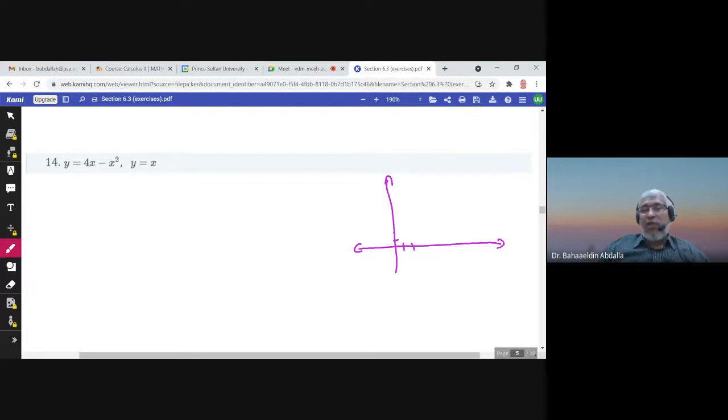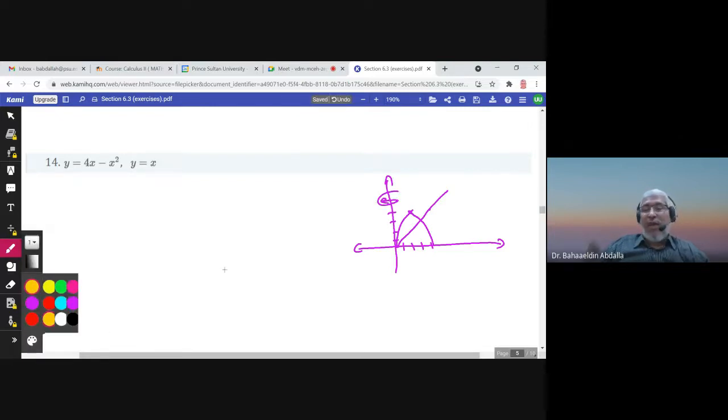1, 2, 1, 2, 3, 4. This is the vertex. It goes like this and also like this. And 4, this is the line. And this is the region. But now we need to rotate about the y-axis.